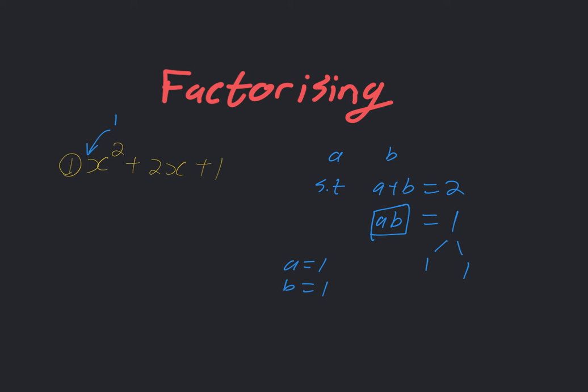And we can double check that because a plus b then would be 1 plus 1, which is 2, so that one works. And a times b would be 1 times 1. Let me fix that there. And that's going to be 1, so that one works too. So 1 is our a and our b.